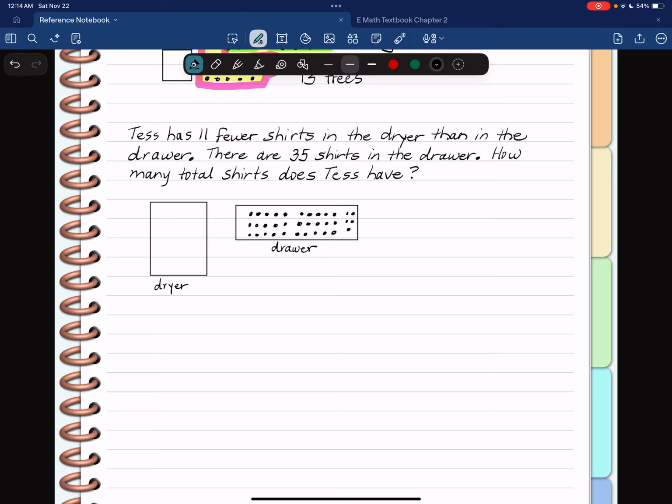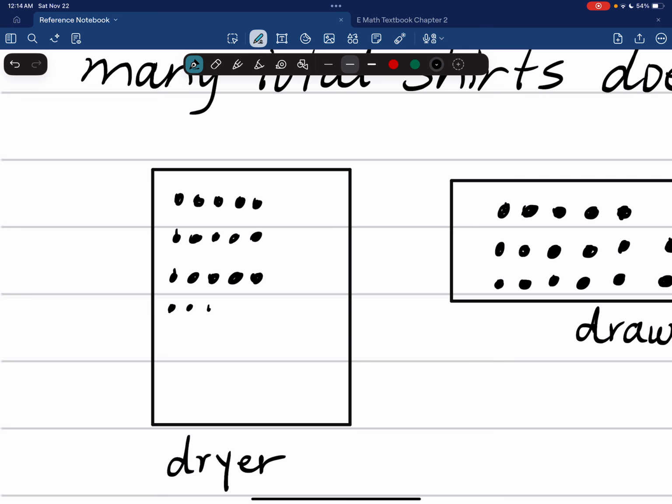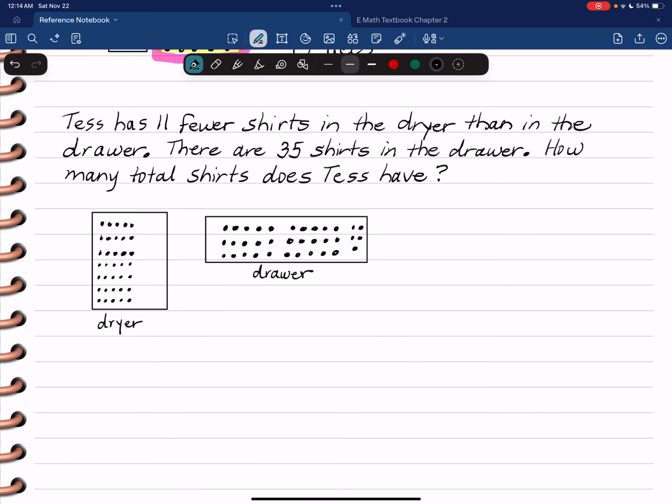All right. Let's draw 35 in the dryer for now. 5, 6, 7, 8, 9, 10, 11, 12, 13, 14, 15. It's making my head hurt. 16, 17, 18, 19, 20, 21, 22, 23, 24, 25, 26, 27, 28, 29, 30, 31, 32, 33, 34, 35. And I will tell you, this is not the way I recommend you do this problem.